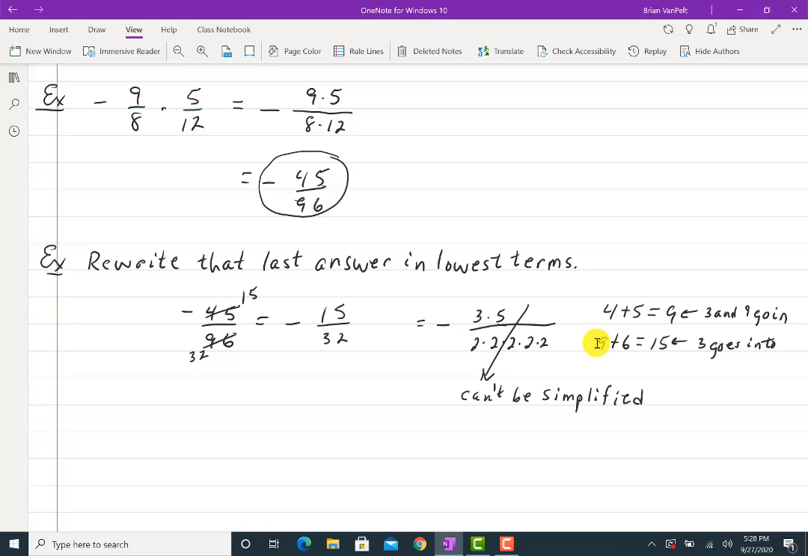That cannot be simplified. So I am stuck with this as my final answer. And the negative just hung around. It really doesn't have much bearing on anything.